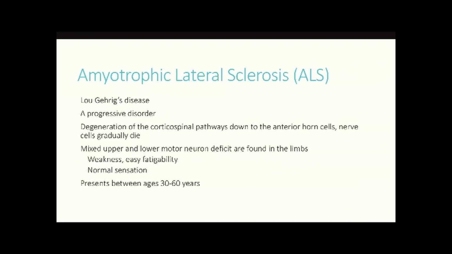ALS, amyotrophic lateral sclerosis. This is also known as Lou Gehrig's disease. This is what Stephen Hawking also had. It's a progressive disorder. So what does that mean? It gets worse and worse and worse. Degeneration of the corticospinal pathways. So is this a motor problem or a sensory problem? Motor. This is purely motor. So down to the anterior horn cells. What happens in the anterior horn cells?